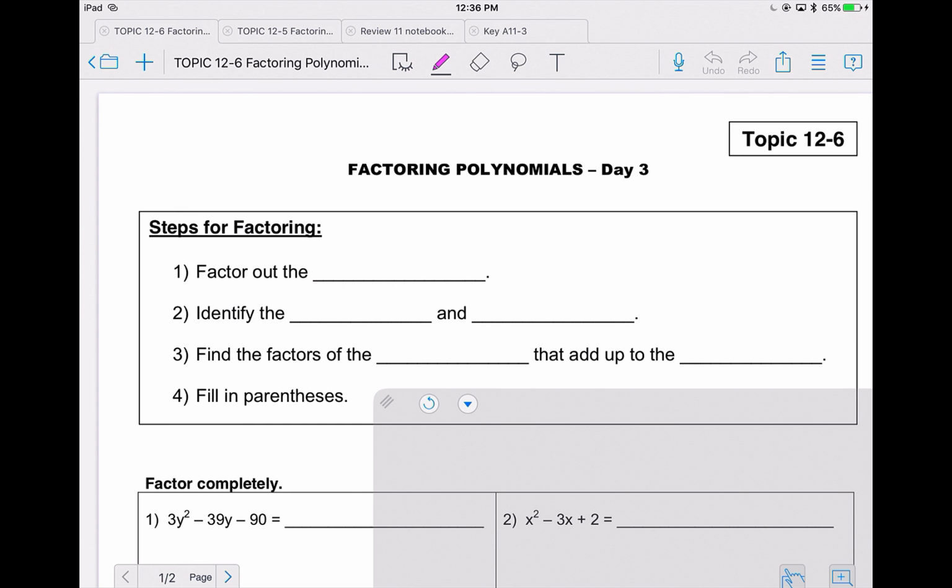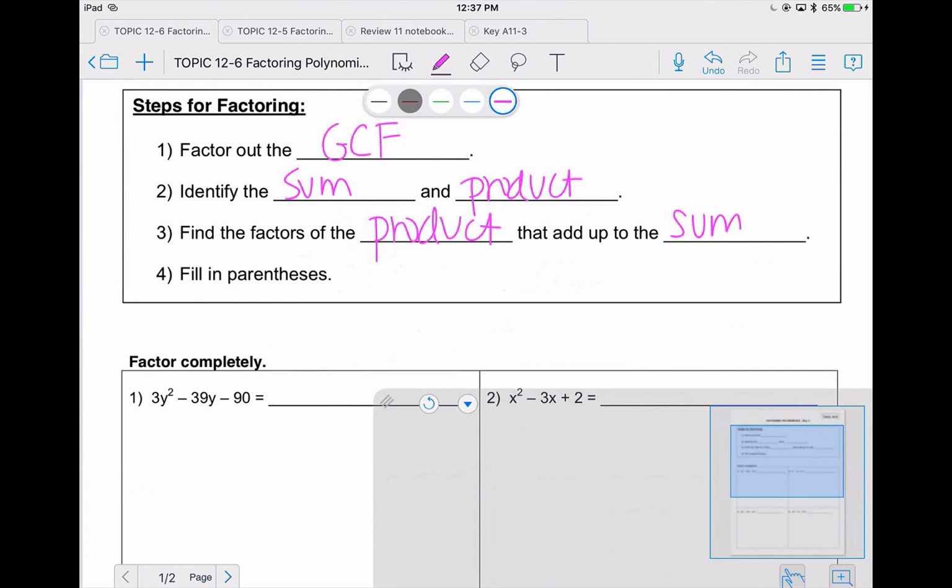So our steps for factoring are to factor out the GCF, identify the sum and the product, find the factors of the product that add up to the sum, and fill in our parentheses.